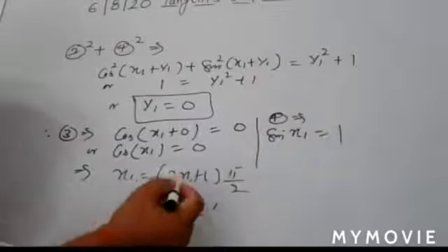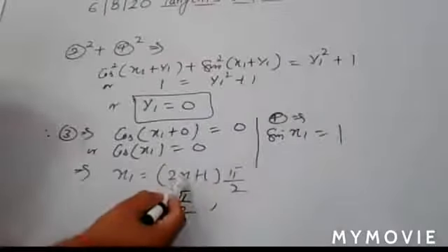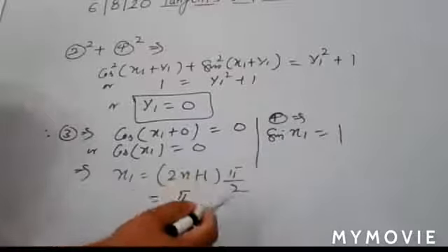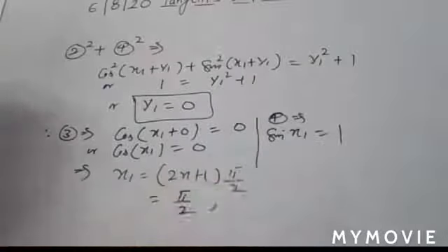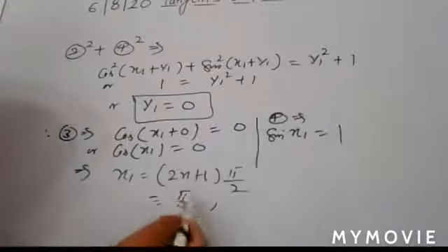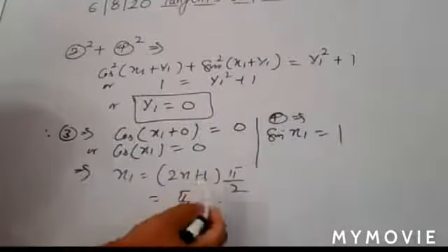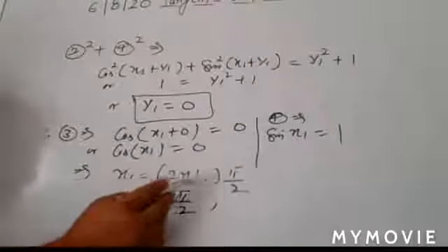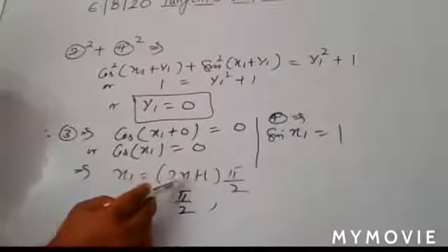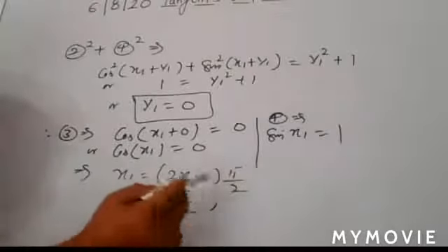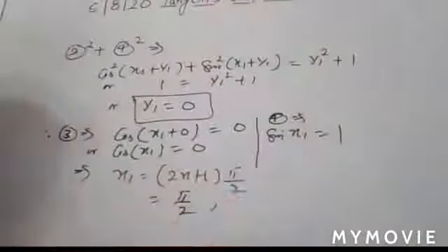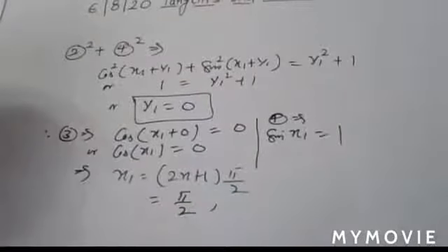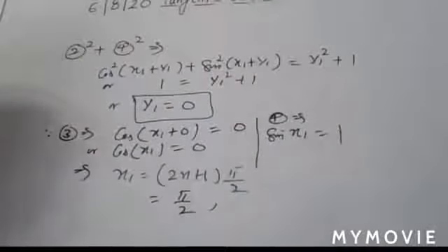Understand? In the same way, if you are taking n equal to 2, 5 pi by 2 crosses 2 pi, so beyond that you cannot take. Now check it for minus 1. If you are taking n equal to minus 1, you have minus pi by 2, and sine of minus pi by 2 is again minus 1. So that is also not taken.